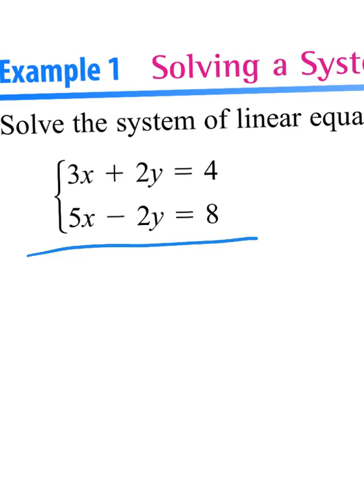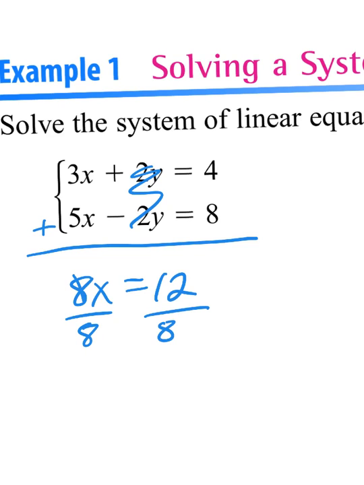If you wanted to do x's, that's fine, but you can just cancel out the two y's. If I add down, what is 3x plus 5x? 8x. What happens to my positive 2y and negative 2y? They cancel. Equals, what's 4 plus 8? 12. How do I get x by itself? Divide by 8. Good. So I get x equals 3/2.